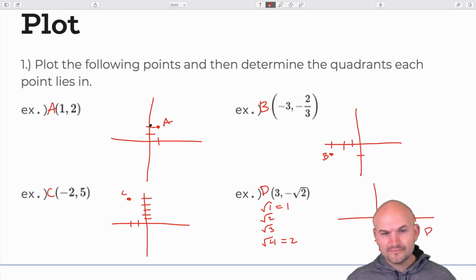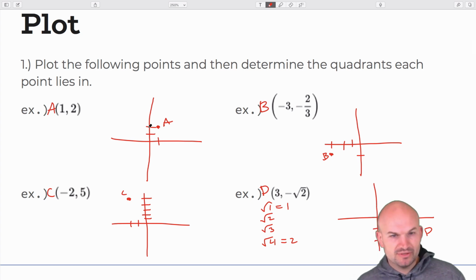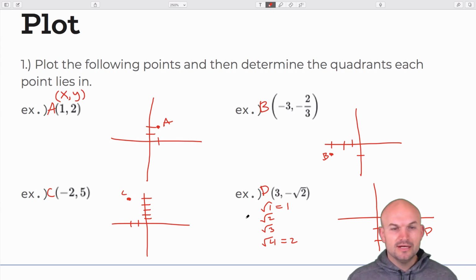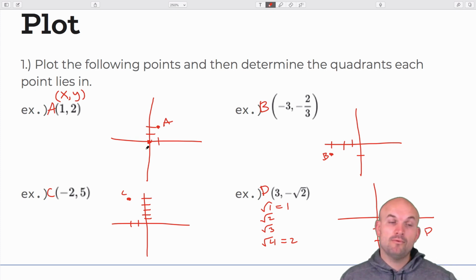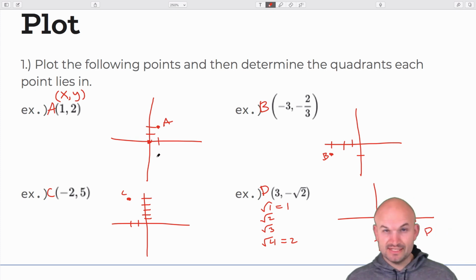I know it sounds like an elementary task, but there are a couple of key points I wanted to make sure students understood. The first thing is that these are coordinate points, x and y. x tells us the horizontal distance away from the origin, and y gives us the vertical distance away from the origin.